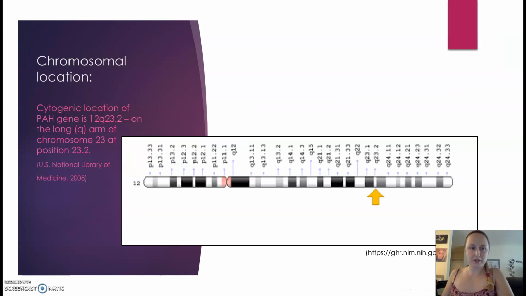So the chromosomal location of the PAH gene is 12q23.2. So it's actually on the long q arm of chromosome 12 at the position of 23.2.